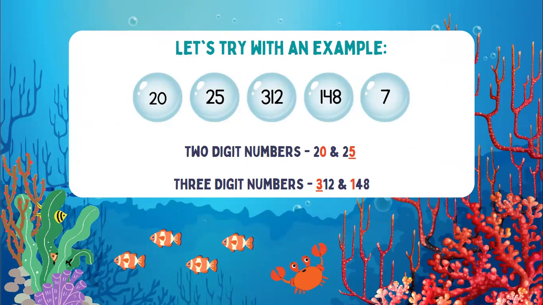Now let's try with 3 digit numbers. That's 312 and 148. Now we'll see the first digit of each number. See the first example, it has 3 in it. See the second. 1 is the first digit of the second number. So, of course, the first example is the greatest because it has 3 as the starting digit.